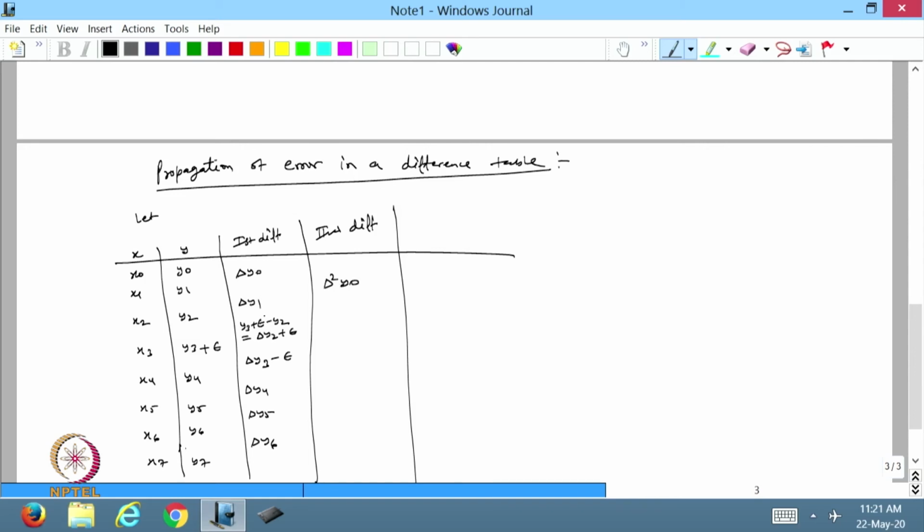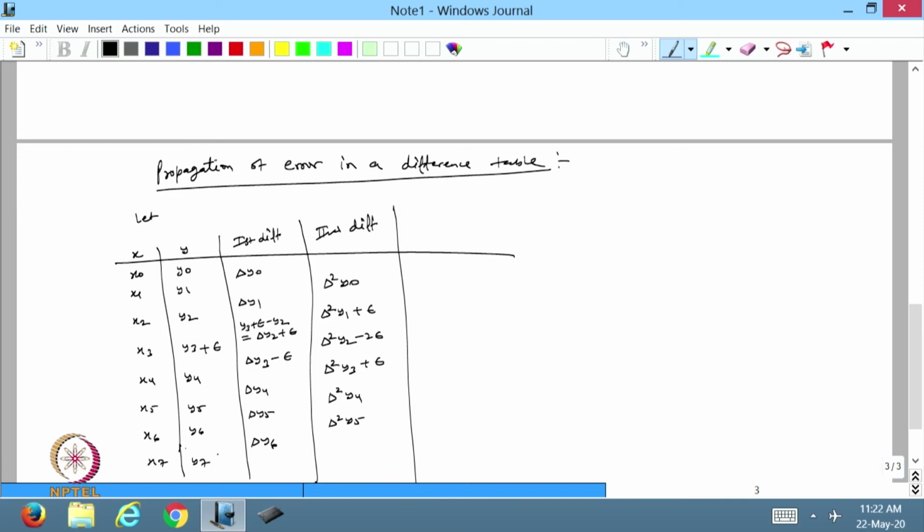So, this minus this will be del square y 1 plus epsilon, this minus this. This minus this will be del square y 2, this minus this. So, it will be minus 2 epsilon, and then it will be del square y 3 plus epsilon. From here del square y 4 and this will be del square y 5. Because we are taking the forward.